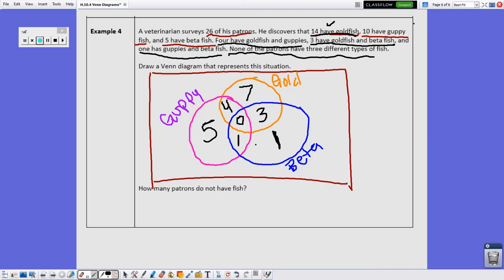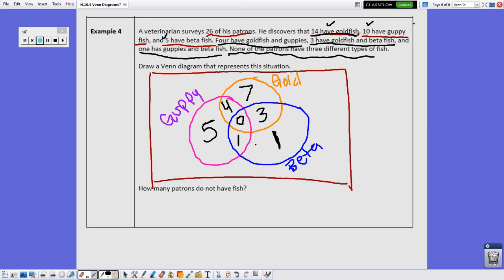We should have 10 in our guppy circle. A 5, a 4, and a 1, that's 10. Yay, we're good there. And we should have 5 in our betta circle. A 3, a 1, and a 1, that's 5. We're good there. The next thing we want to check is, do we have 26 total patrons?